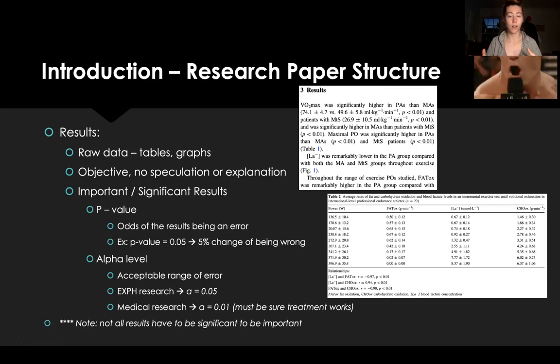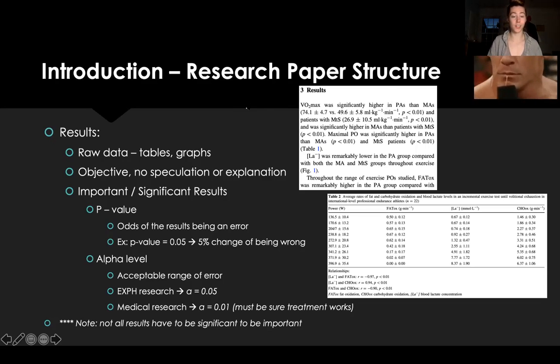So, for example, VO2 max was significantly higher in whatever PA than MA is. And basically the chance of this finding being wrong is 1%. So there's a 1% chance of this being wrong.